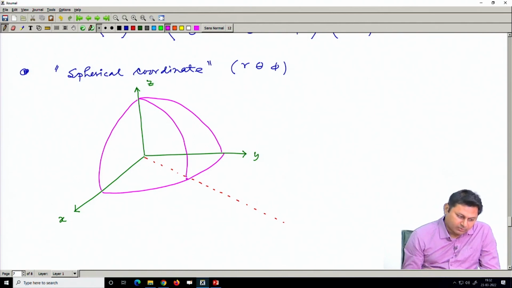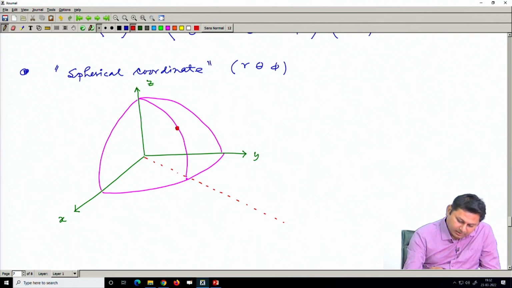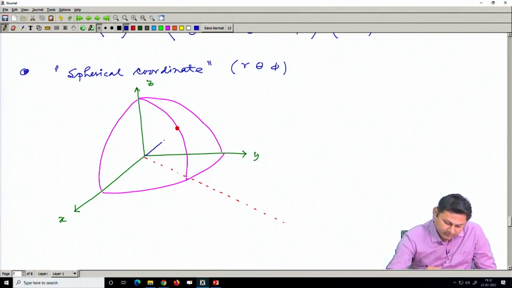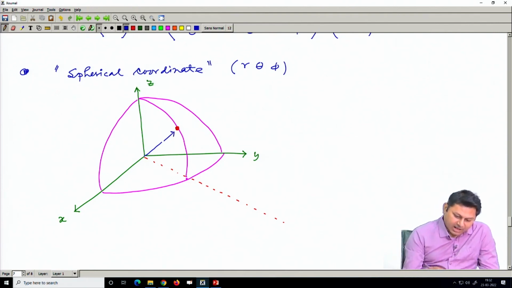Okay. So, now one by one, let us define. A point here, let me make it red, P. How to define this point? I can have a line from here to here. This is the value of, say, r. This r can be over this circle, any point, everything is r.